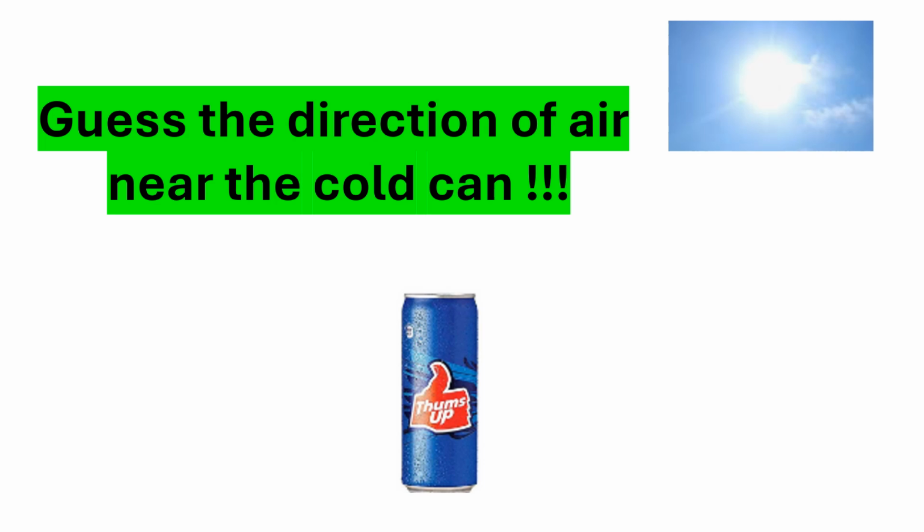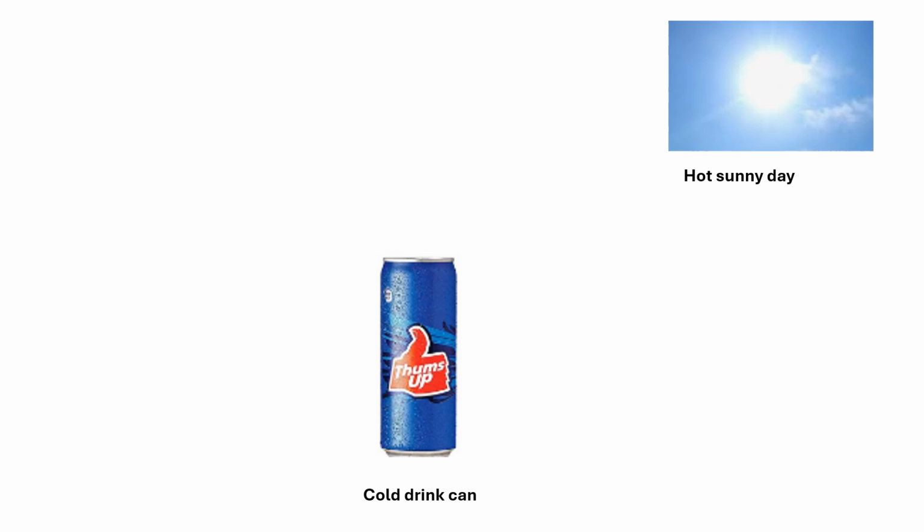So the question here is we need to guess the direction of air near the cold can. Two things can be observed here looking on the slide. First, it's a cold drink can and its surface must be really cold. And another is it's a hot sunny day. A hot sunny day means the air near the cold can would be really hot.